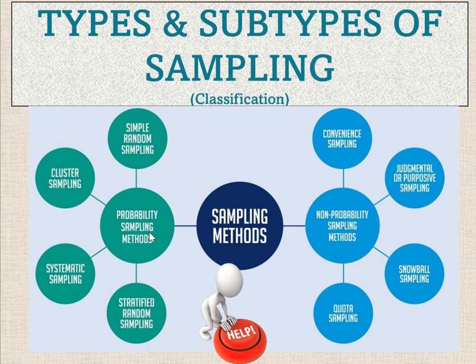For probability, we have four subtypes. So you have simple random, cluster, systematic, and stratified random sampling. Si non-probability sampling naman, we have four subtypes then. First, you have convenience, judgmental or purposive, snowball, and quota sampling.